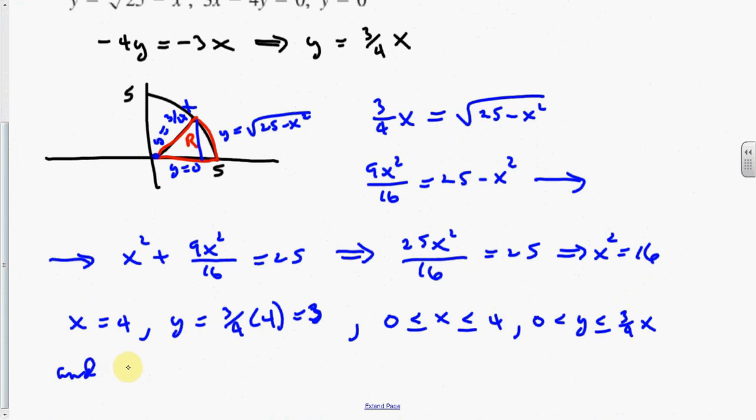And x then goes from 4 to 5. And when x goes from 4 to 5, the below function for y is 0. Then the above function for y is that curve, the square root of 25 minus x squared. We call this a piecewise function, right?